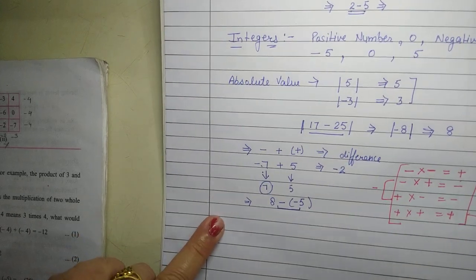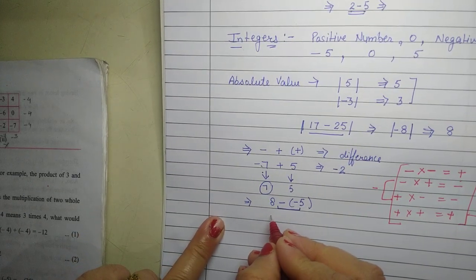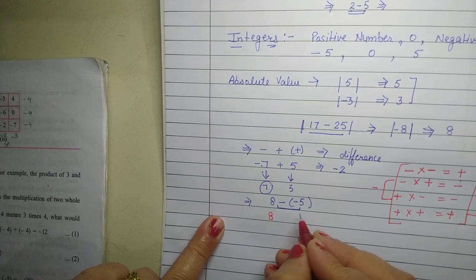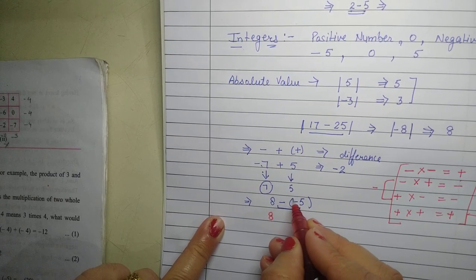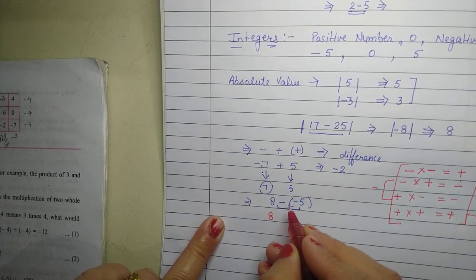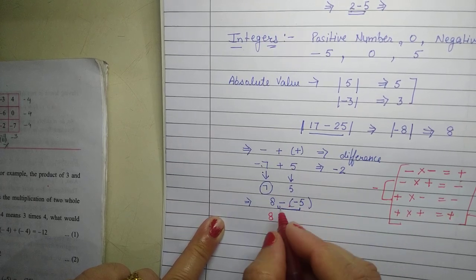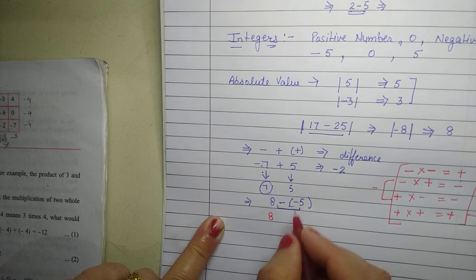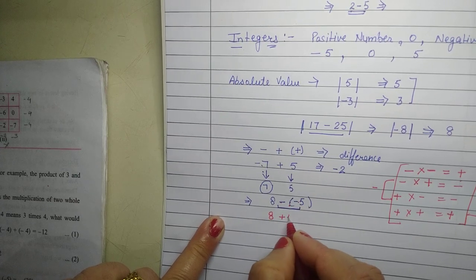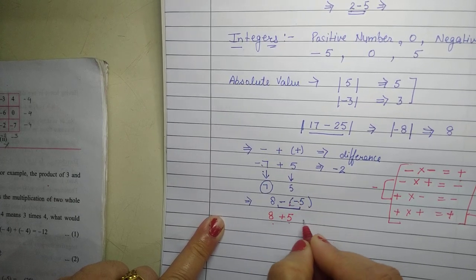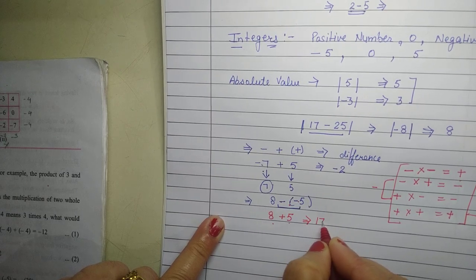When we solve this operation, first we remove the bracket. When we remove the bracket, then the signs will be multiplied between the two numbers. So minus multiplied with minus, the result will be +5. And 8 plus 5, that answer is 30.